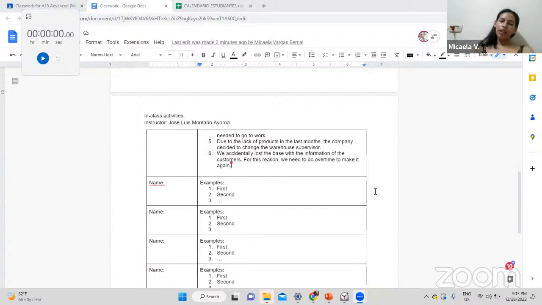There is a specific difference in the situations to use these words: due to, for this reason, or because of that. In the last sentence I can use "because of that we need to do overtime." Yes, in this case, they are synonyms. You can use any of those in this case, right?